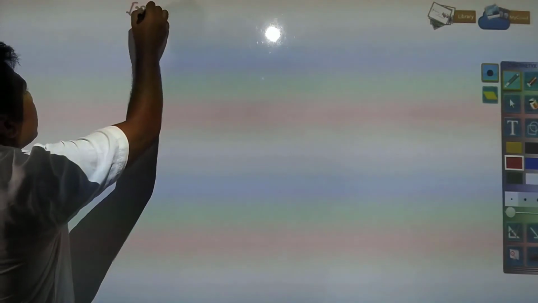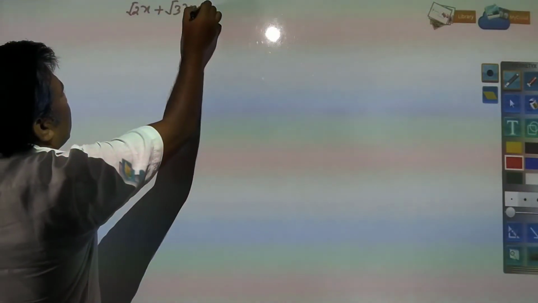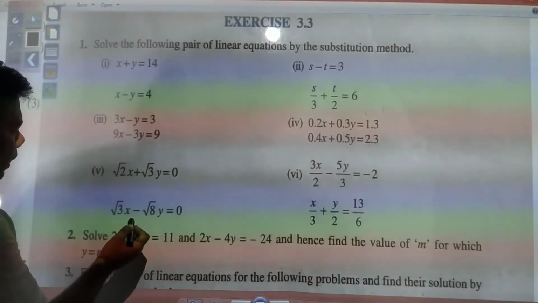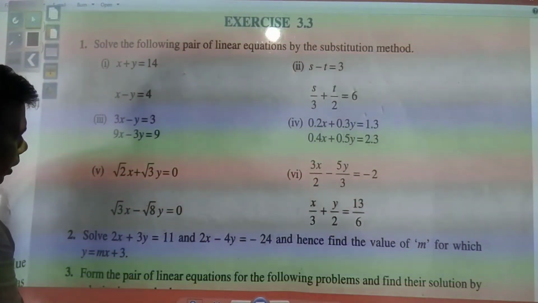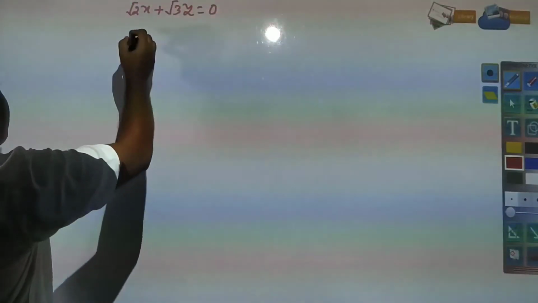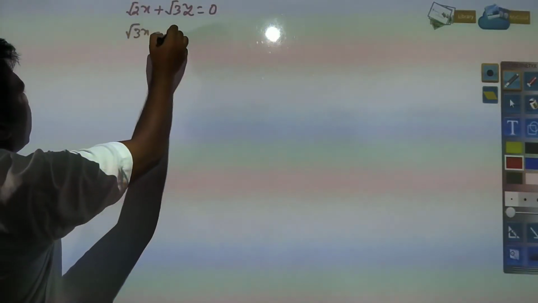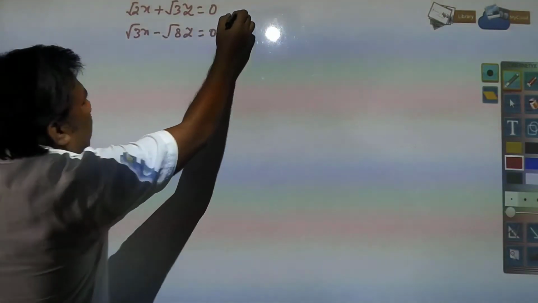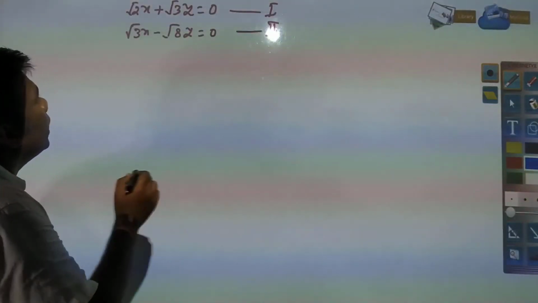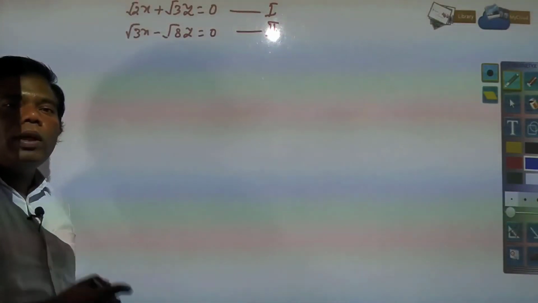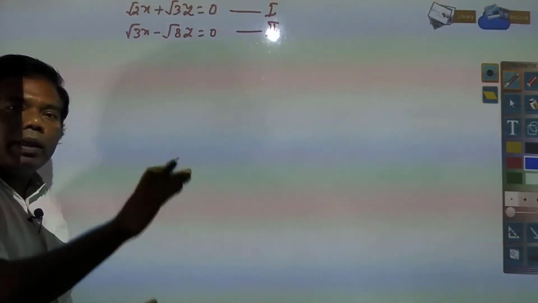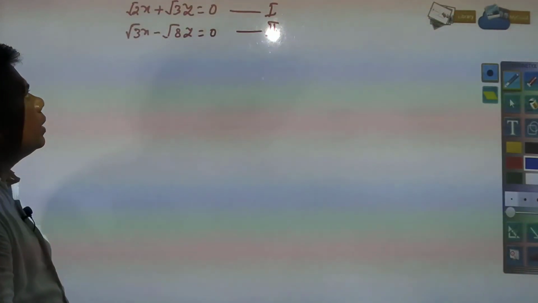Root 2x plus root 3y is equal to 0, and then you have root 3x minus root 8y is equal to 0. This is your first equation and this is your second equation. Now you see how we will solve this. The same rule is applied, only you need to know how to simplify, that's it. Otherwise the method is the same in each and every question, the same substitution method is required to be applied.